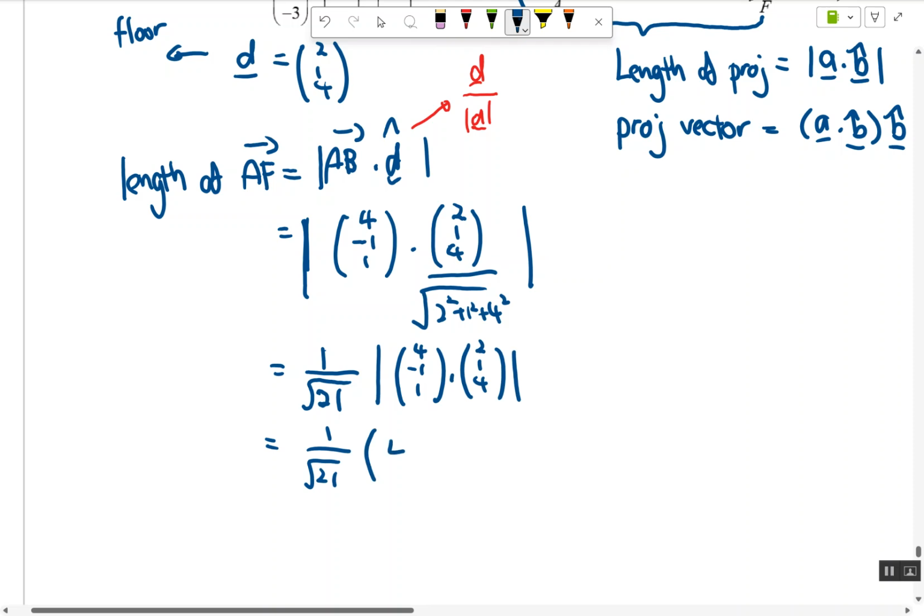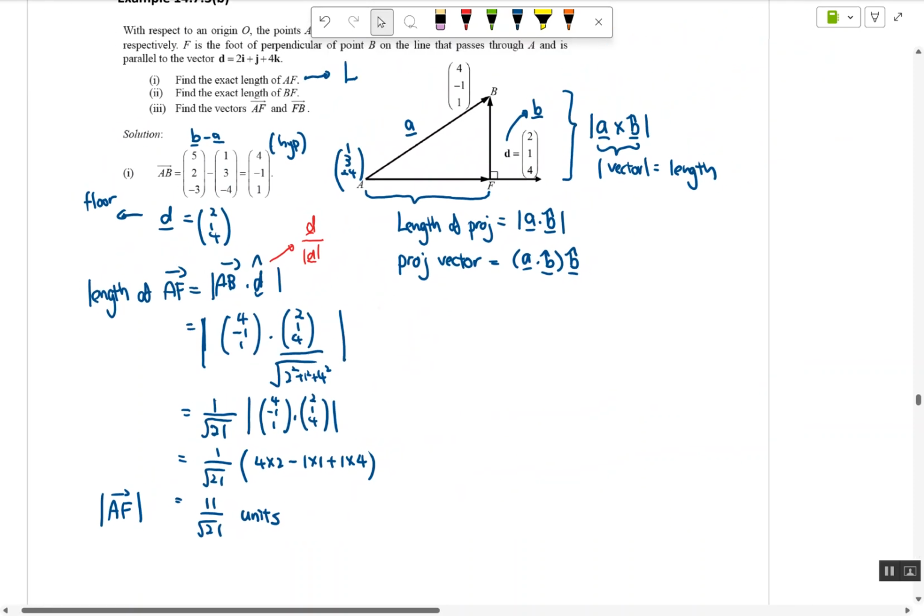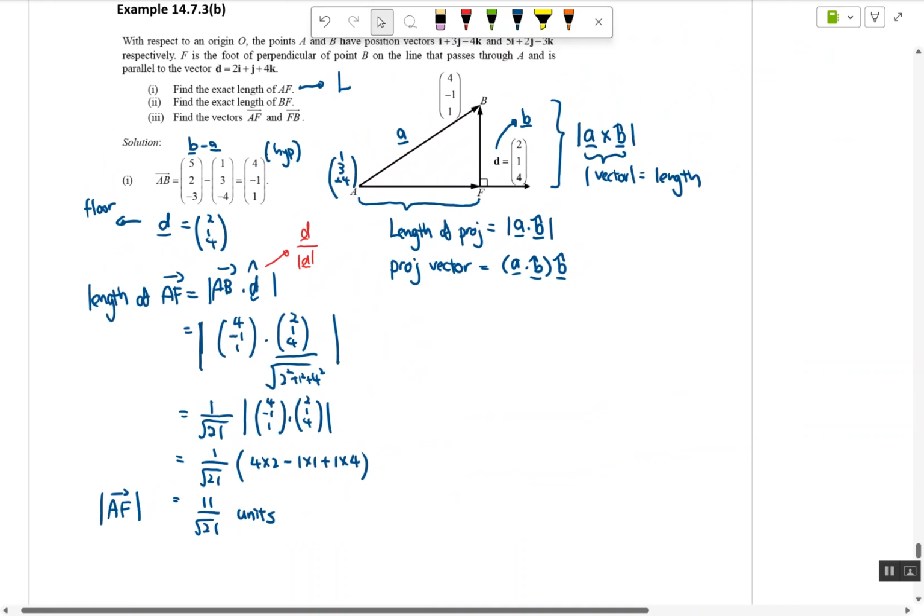I will just put in 4 times 2, x times x, plus y times y, plus z times z. And that would give you my answer. 8 plus 4 is 12, minus 1, that will be 11 over square root 21 units. And that is my length of AF, which is the length of projection in this case. So the scalar, we can always pull it out, so make sure you know.